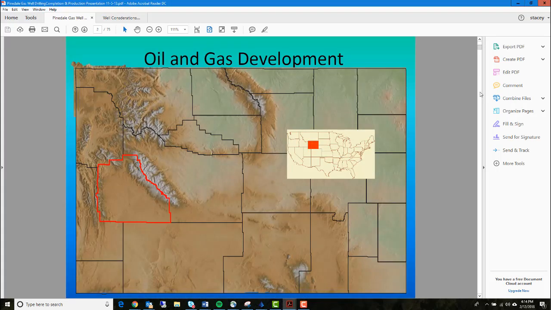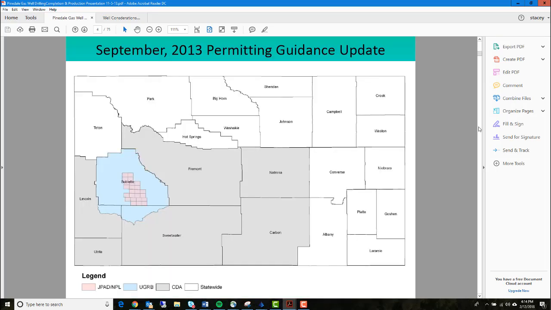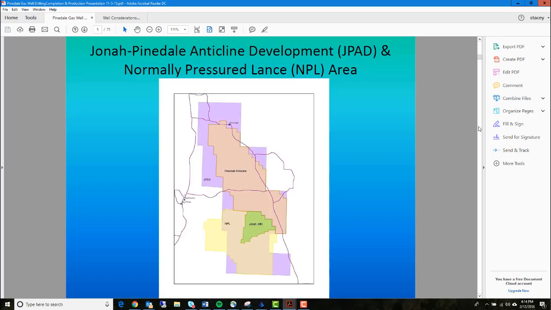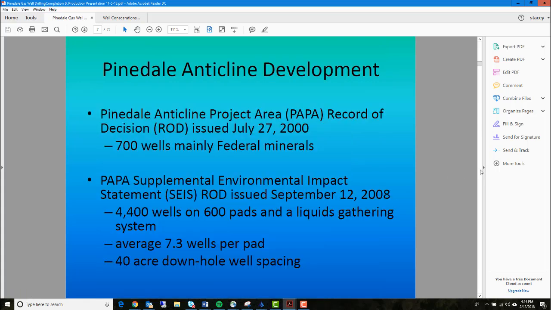So you're looking at an area up here in Wyoming. It's called the Jonah Field, Pinedale Anticline Development, in 2012. Going through that area, just looking at where it's at. A large number of wells were put into place, and you can see not only here in the Jonah area, but even in the surrounding areas, the amount of wells and facilities that were put into place. That was 700 miles, mainly federal wells that went on BLM location.